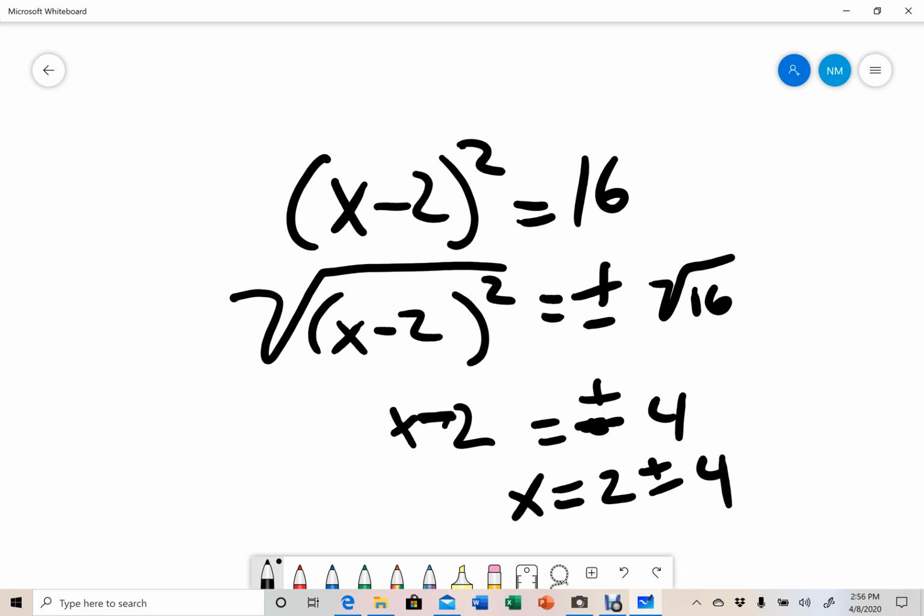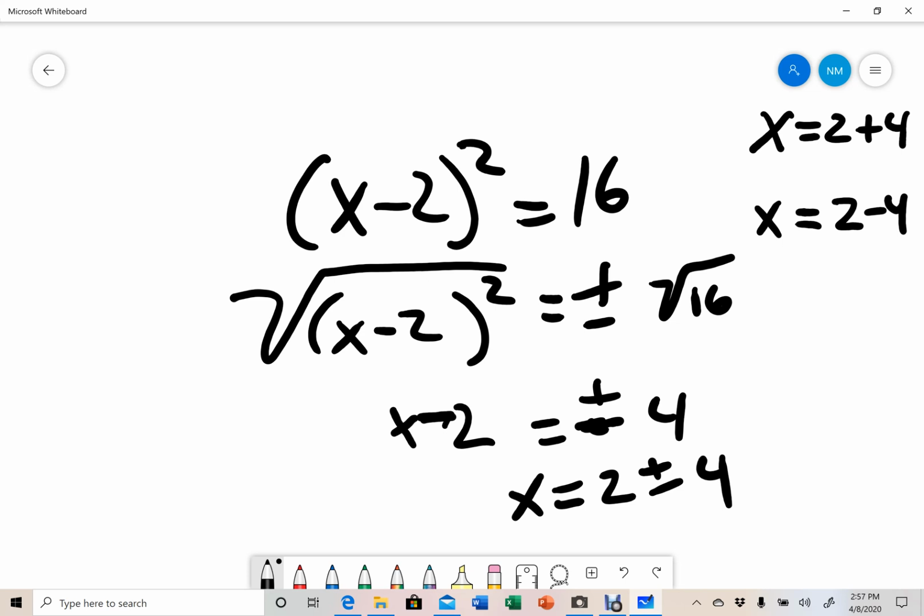Now, when I get an answer like this, I have to find what x is with 2 plus 4 and what x is with 2 minus 4. So you'll have two different answers there. And these answers will not require you to put the plus or minus sign on your actual answer sheet. So this would just be x equals 6, and then x equals negative 2. Okay, so that would be your answers for those.